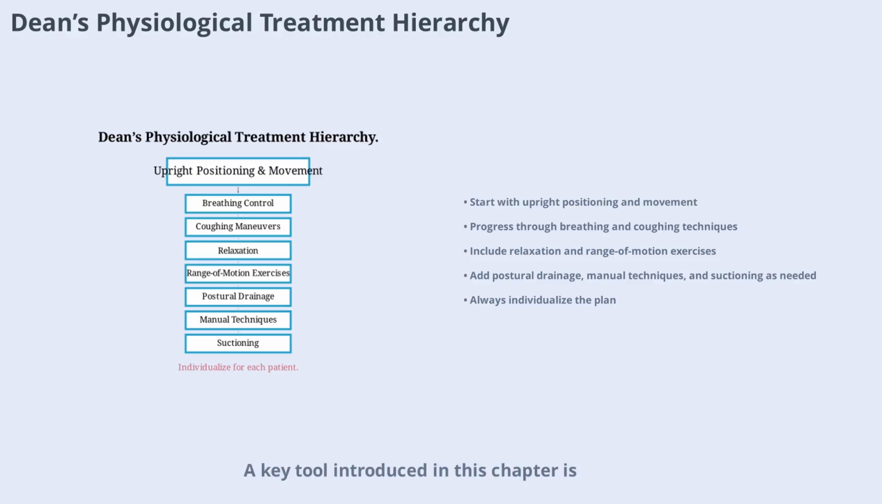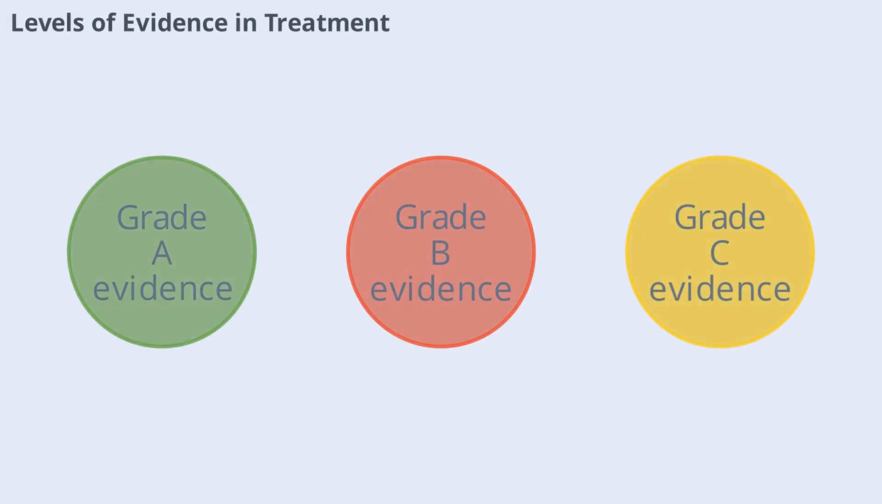A key tool introduced in this chapter is Dean's physiological treatment hierarchy for impaired oxygen transport. This hierarchy guides therapists in prioritizing interventions, starting with upright positioning and movement, then progressing to breathing control, coughing maneuvers, relaxation, range of motion exercises, postural drainage, manual techniques, and suctioning. While this hierarchy provides a useful framework, it's essential to individualize treatment plans based on each patient's unique needs and responses. Treatment selection should always be guided by the strength of available evidence.